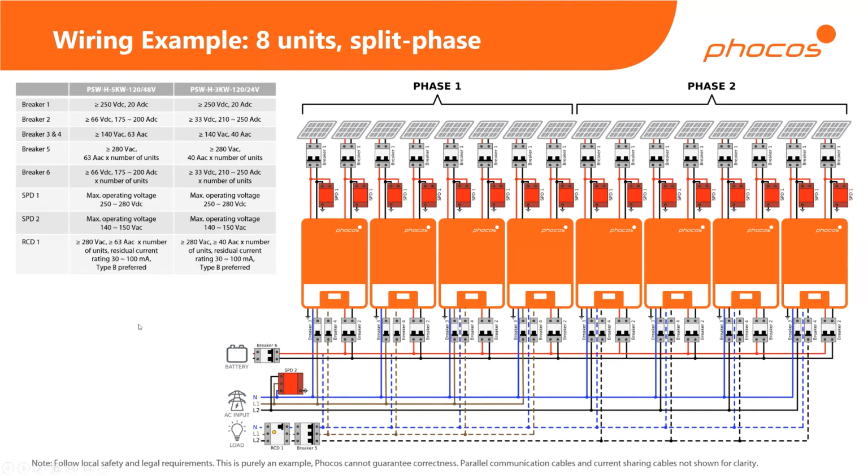An important note: when you're using any of these PSW-H any grids, you must always have 1 neutral connected on the AC input, if you are using the AC input. So you cannot use phase 1 and phase 2 on the AC input. You must always use a neutral plus a phase on the AC input. If you want to use the 2 phases, then I'll show you in a moment how you can do that with autotransformers or isolating transformers to get around that limitation.